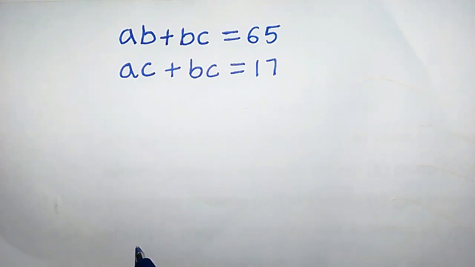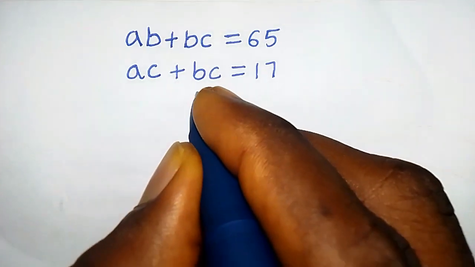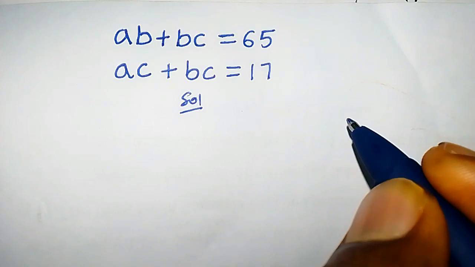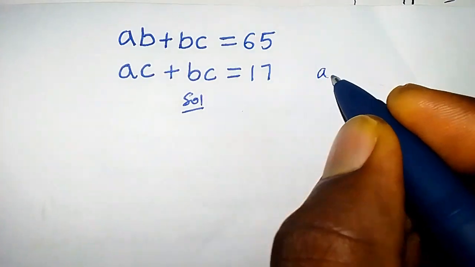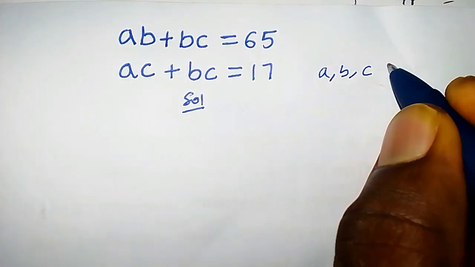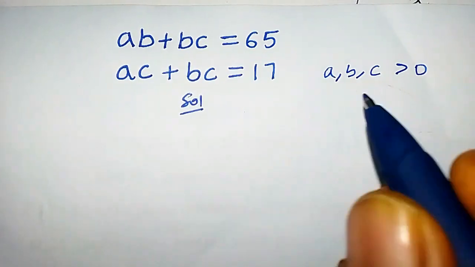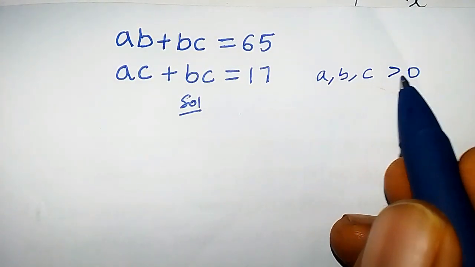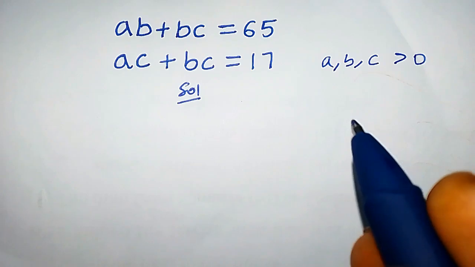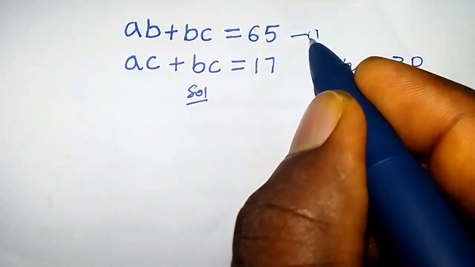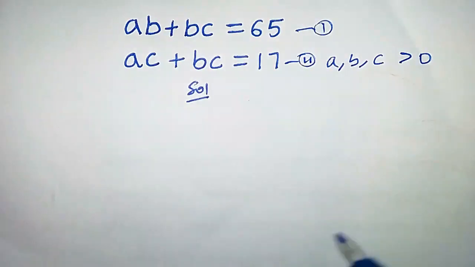How do we find the value of A, B, C? Solution. This question has one condition. The condition is that A, B, C is greater than 0. That is, A is greater than 0, B is greater than 0, and C is greater than 0. So let's proceed further. Let's call this equation 1, and let's call this equation 2.